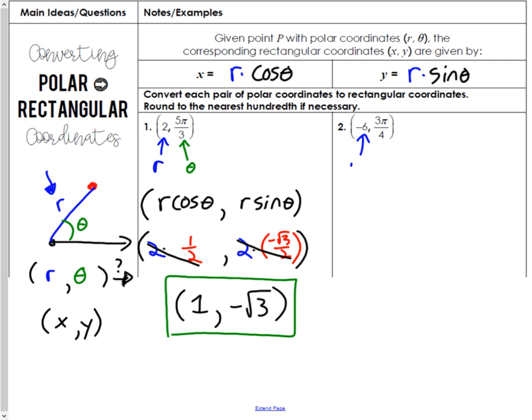Same idea. We have an r value and a theta value. So if I want to flip-flop back and forth between polar and rectangular, I can use this r cosine, r sine idea. R cosine comes first because those are our x values. And then we get our sine. In this case, our r is negative 6. I'm going to have some sign changes here. And the angle that I want is 3 pi over 4.